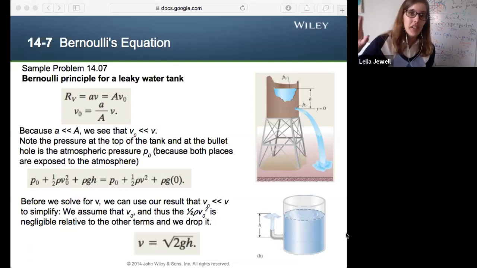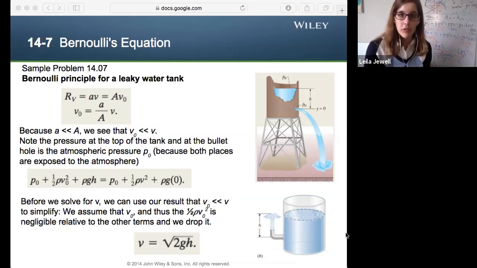So this highlights how we can use Bernoulli's principle along with the continuity equation and some of the important assumptions and calculations we'll need to do in order to solve it.